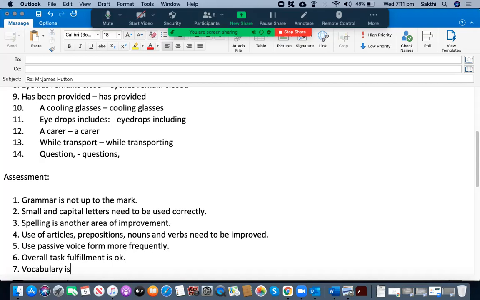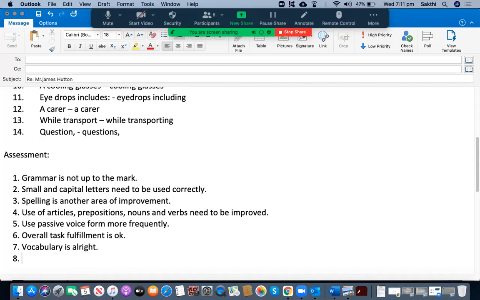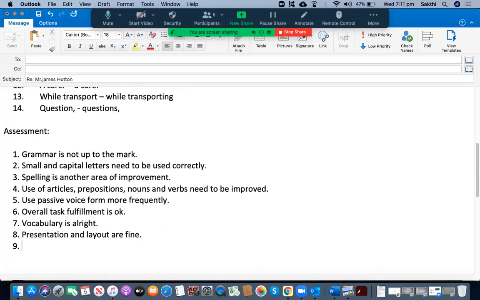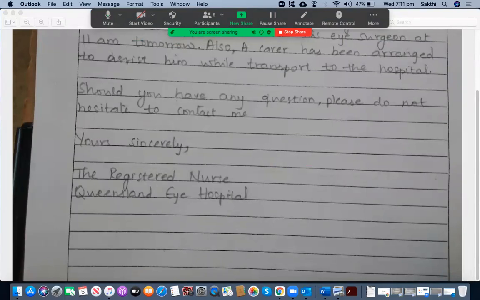Vocabulary is all right. Okay. Presentation and layout are fine. Let me see if you have included all the relevant case notes or not.